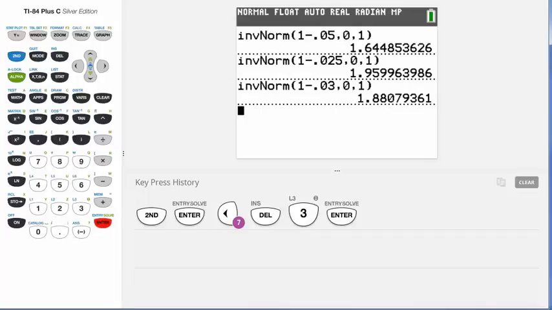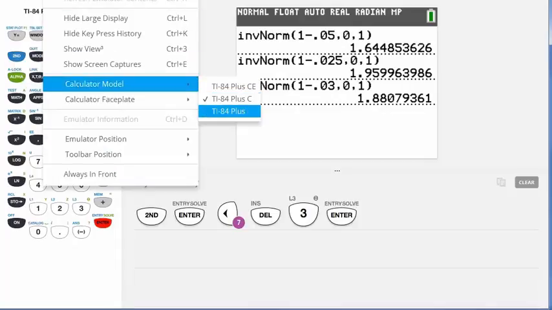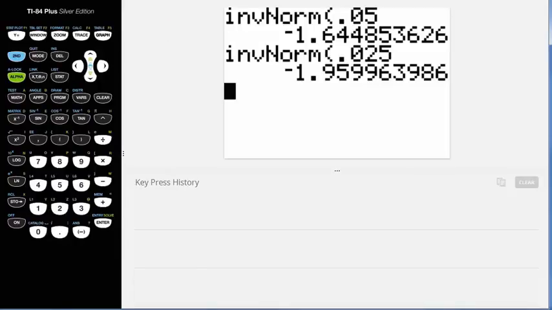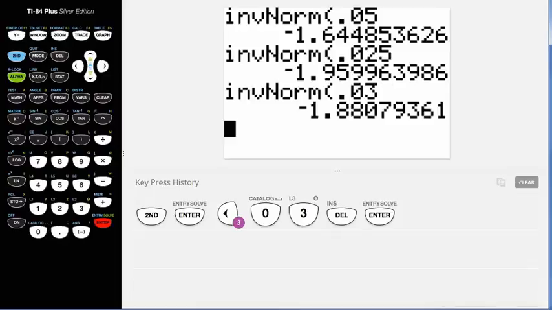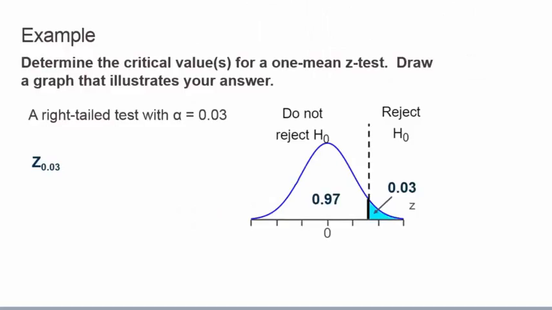Also, using my calculator, since my normal distribution is symmetric, second, enter, I can just find inverse norm of 0.03, which is negative 1.88, and then change the sign because since it is right-tailed, I'm going to have a positive z value. Again, z sub 0.03 equals 1.88.